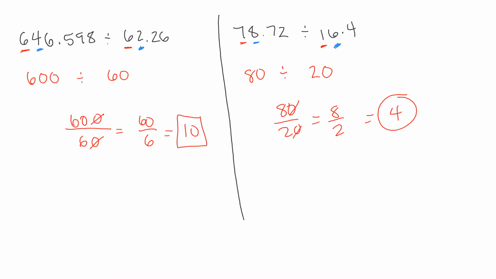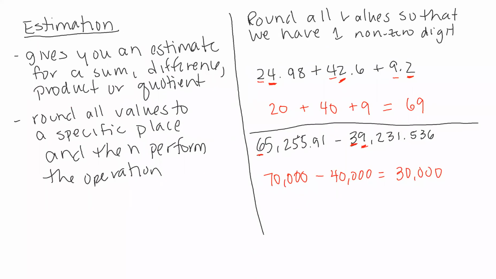So estimation, if you're looking for an exact answer, obviously estimation is not the way to go. Estimation gets you an answer that's pretty close once you round your numbers to a particular place value. So oftentimes we'll say we're going to round everything to the hundreds place and then we'll estimate, or you'll have directions like what I gave you here where I say round everything so that all values have one non-zero digit. But basically you do your rounding first, then your calculation, and that's estimation.